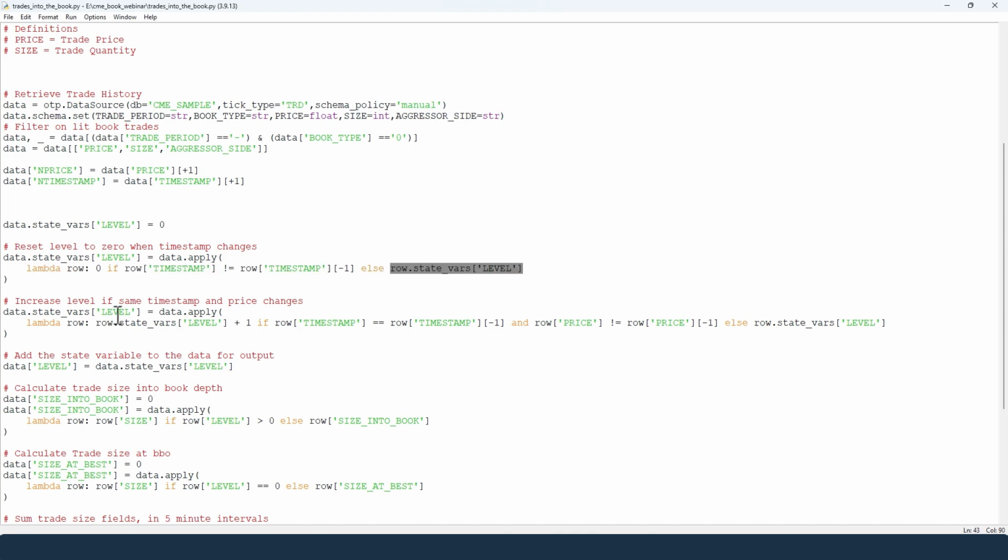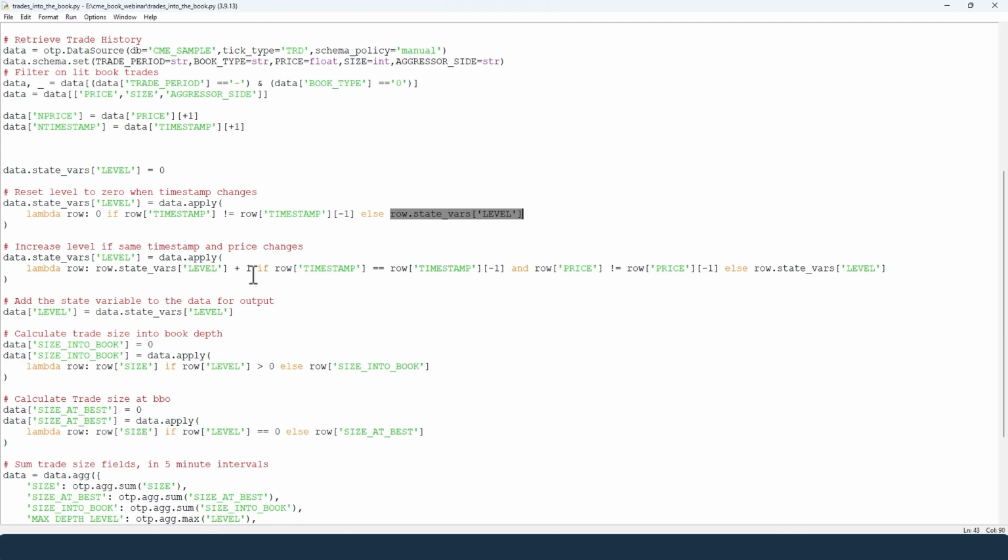And I'm incrementing the level if the timestamp is the same as the previous timestamp, but the price changes. In this case, the trade has eaten through all of the orders at a given price, and then it's starting to eat further into the book. So once that state variable is fully defined and populated, I'm just creating a new column called level and populating it with that state variable.